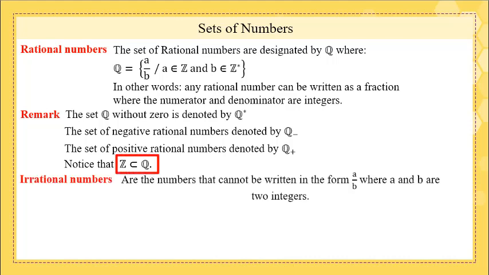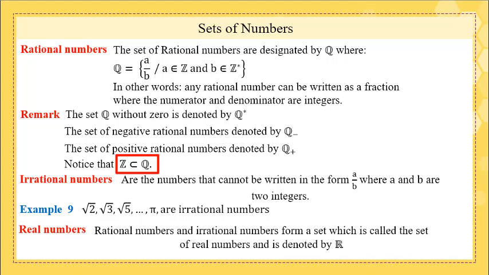Irrational numbers are the numbers that cannot be written in the form a over b. So we cannot write the irrational numbers as a fraction where a and b are two integers. Example: radical 2, radical 3, radical 5, radical 7, pi. All of these numbers are irrational, since we cannot write radical 2 or radical 3 or any of these numbers as a fraction.